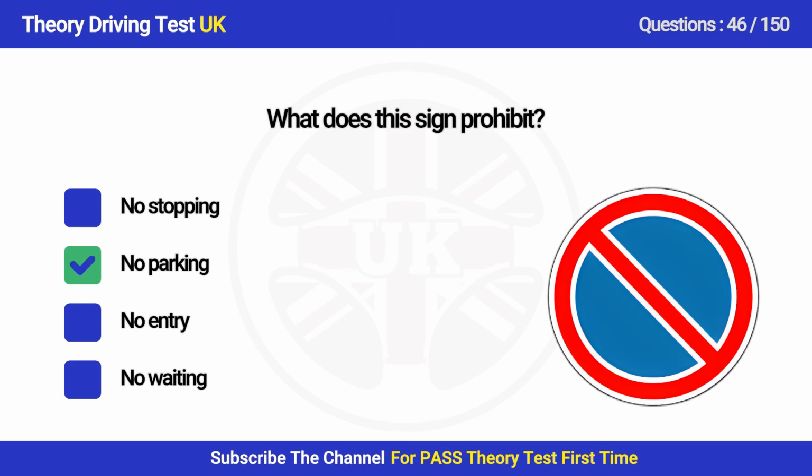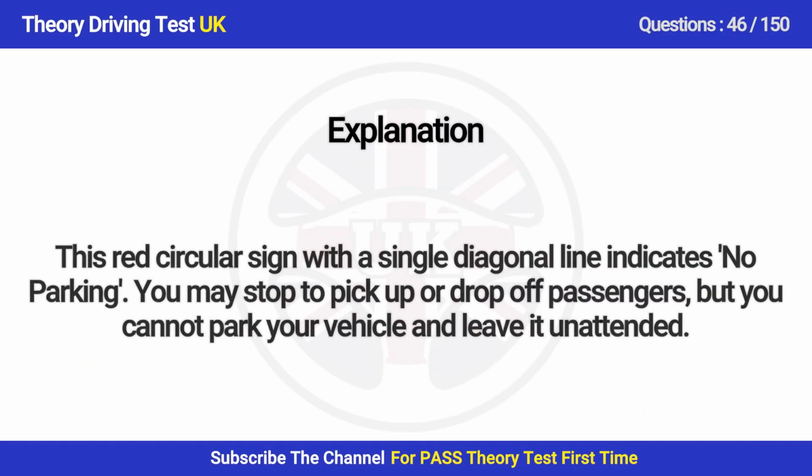Answer is B. No parking. This red circular sign with a single diagonal line indicates no parking. You may stop to pick up or drop off passengers, but you cannot park your vehicle and leave it unattended.